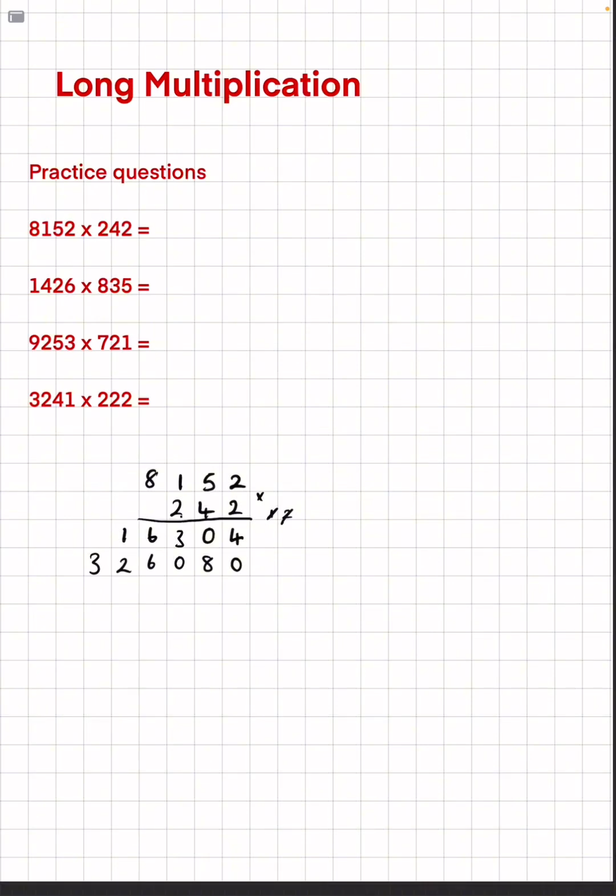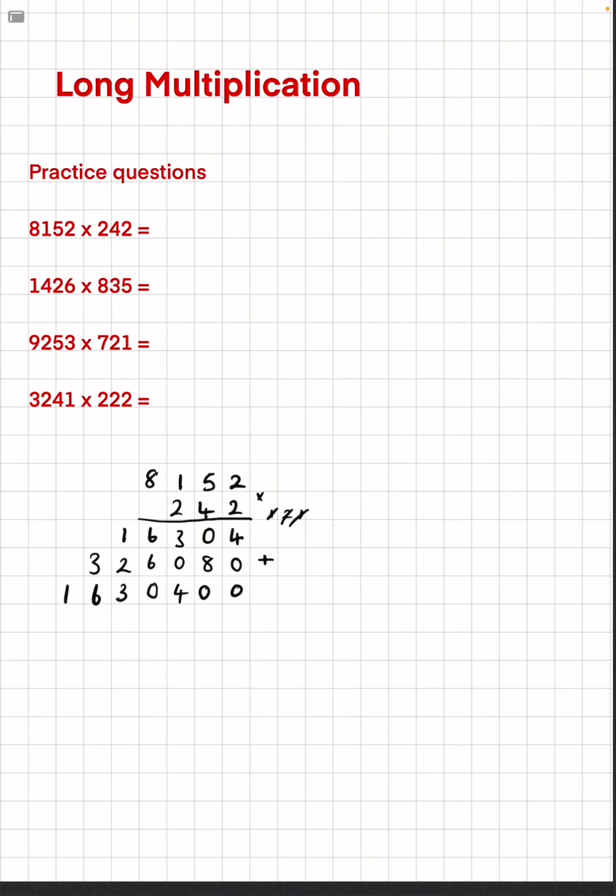Instead of doing 200 multiplied by 2, we're going to put the 2 zeros here and do 2 times 2, which is 4. 2 times 5 is 10. We're going to put the 0 down and carry the 1. Remember, we always put the units down and carry the tens. 2 times 1 is 2. Add 1 is 3. 2 times 8 is 16.